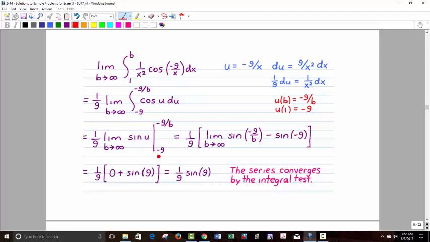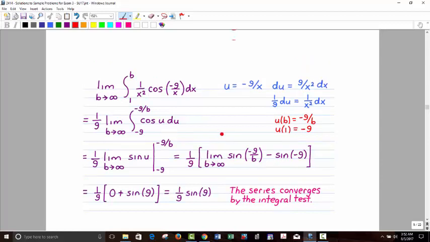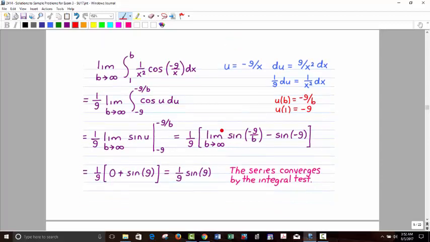We put in -9 over b and -9, and the key here is the limit. The sine of -9 radians, that's fine. That's a real number. We don't know what it means. Let's get a calculator to figure that out. But we don't care. We're just looking to see if it converges, not what it converges to. It's not that important. But the key here is what the limit does. As b goes to infinity, that will go to 0, and sine of 0 will be 0.